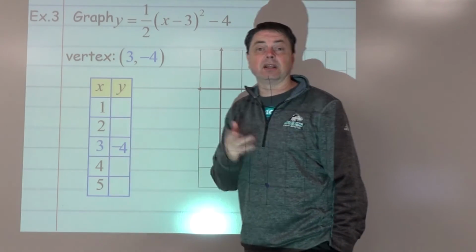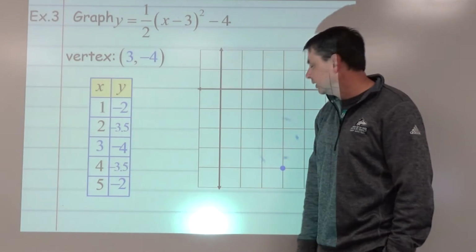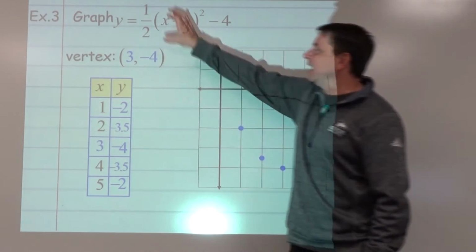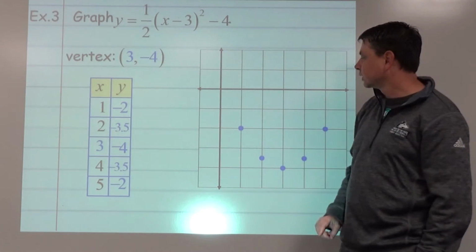Might want to use calculator on the 2 and the 4. I think you're going to get a decimal there. Negative 3.5. Because of the a being a half, it's going to widen out our parabola. Draw it.